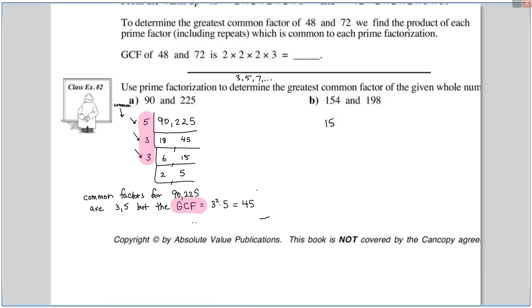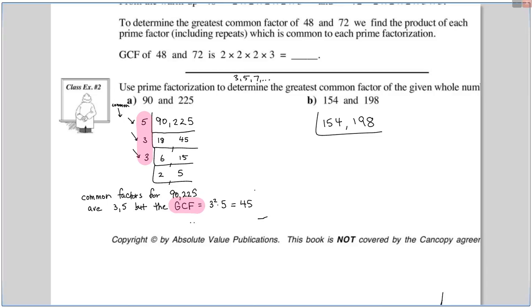Okay, 154, 198 into the division table. They're both even. Divide by 2.